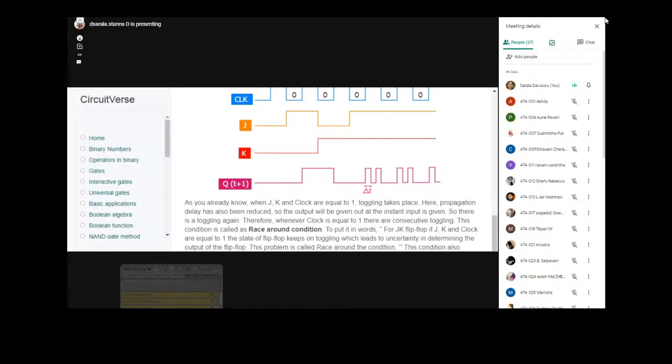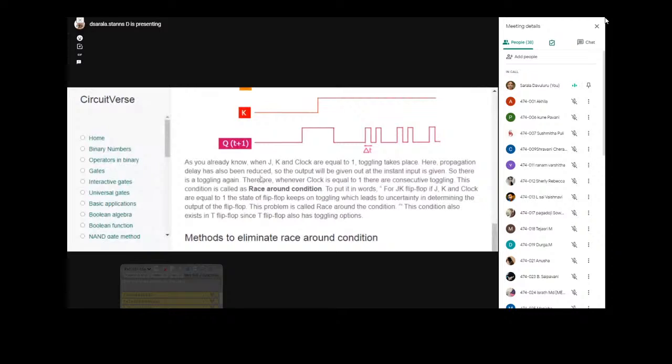So toggling should take place. You have taken J is 1, K is 1, and you see J is 1, K is 1. So 1, 0, 1, 0, 1, 0, 1, 0. This time period refers to the interval during which it is 0. So propagation delay has also been reduced. Can you see? It's toggling.